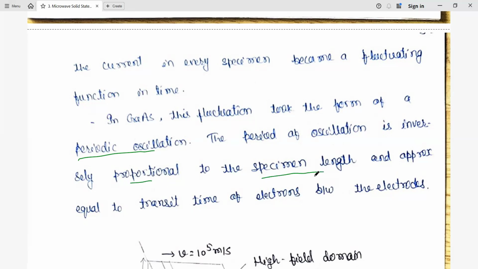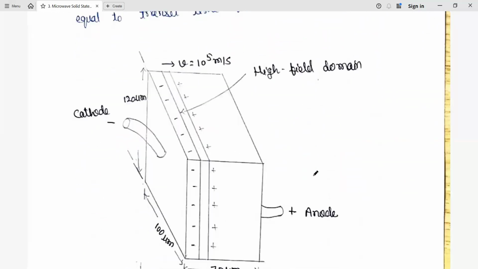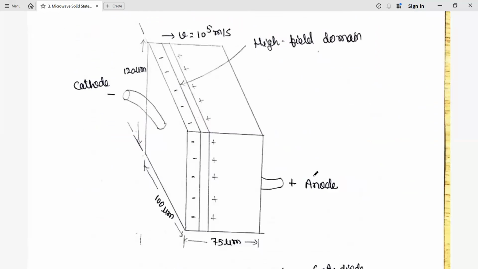It is inversely proportional to the length and approximately equal to the transit time of the electrons between the electrodes. Like we have cathode and anode, how much time it takes to reach from cathode to anode is the transit time, and the frequency is inversely proportional to the specimen length we have considered. For example, if you observe here, we have cathode, here we have anode, and the dimension is 120 micrometers, 100 micrometers.